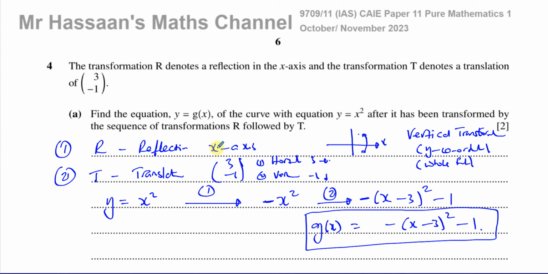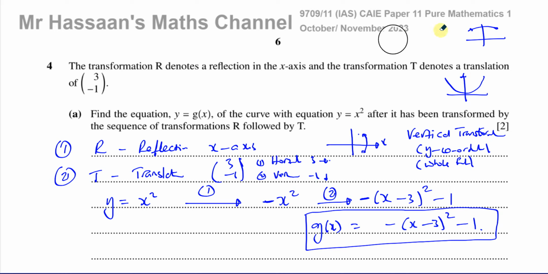Now, if this was a reflection in the y-axis, in this particular curve it would make no difference. A reflection in the y-axis is a horizontal transformation, so you'd have to change the sign of the x. If you change x to minus x, you end up with y equals x squared, the same thing. And you can see that that's true, because when you reflect y equals x squared in the y-axis, you end up with y equals x squared.